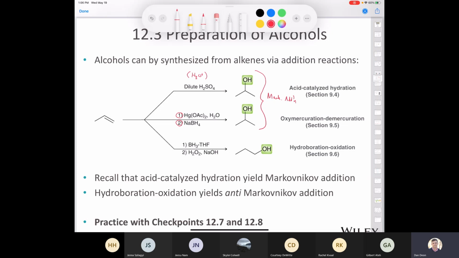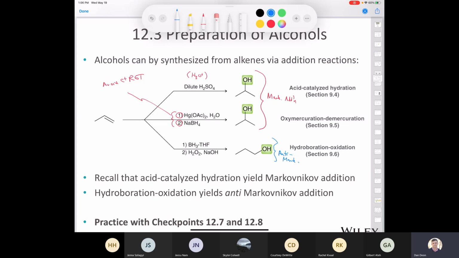So that's mercuric acetate in water. And then in the second step, you treat it with sodium borohydride. And again, the reason that we do this is to avoid carbocation rearrangements. And then if I wanted to do an anti-Markovnikov addition of water across a double bond, well, for that I would use hydroboration oxidation.